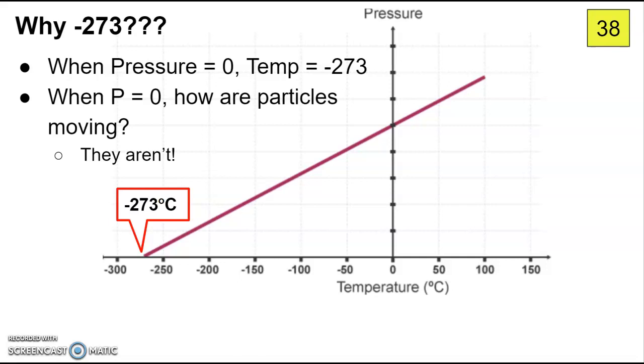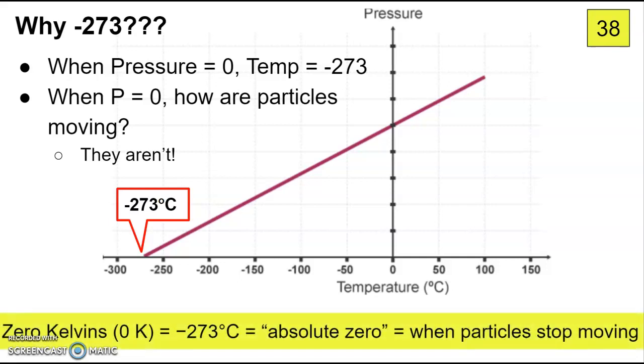In science, there's a second way to measure temperature. That temperature is measured in kelvins. So 0 kelvins is absolute zero. That's negative 273 degrees Celsius. That's when particles stop moving.